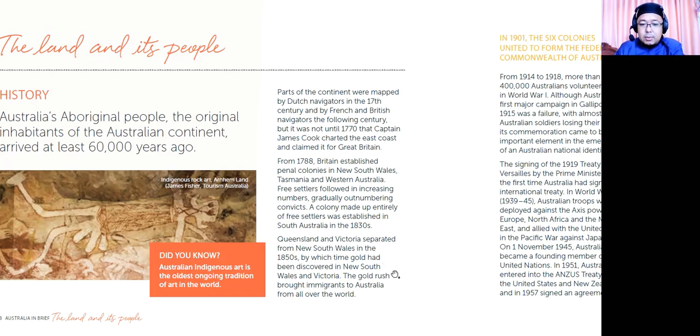been discovered in New South Wales and Victoria. The gold rush brought immigrants to Australia from all over the world. In the 1850s, a lot of gold was discovered in New South Wales and Victoria. That brought many immigrants to Australia at that time, with the aim of digging for gold.